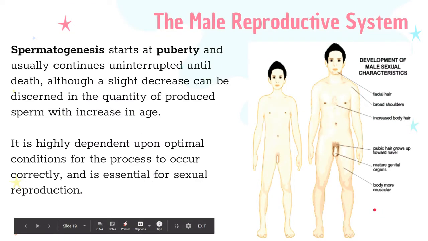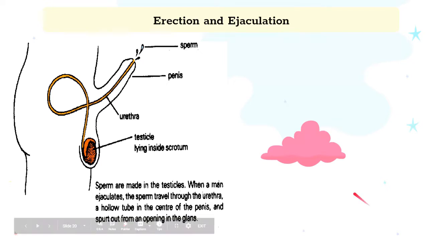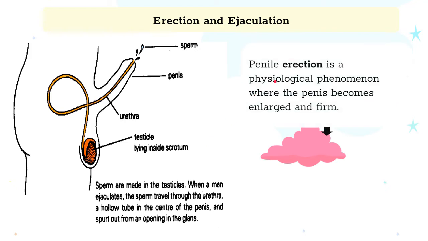Okay, so male sex hormones. Erection and ejaculation are two different processes that occur in the male reproductive system. Just to clarify, erection refers to the penis. This is a physiological phenomenon wherein the penis becomes enlarged and firm, and the reason for that is because it is filled with blood.